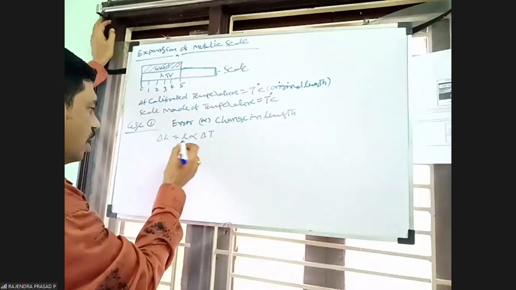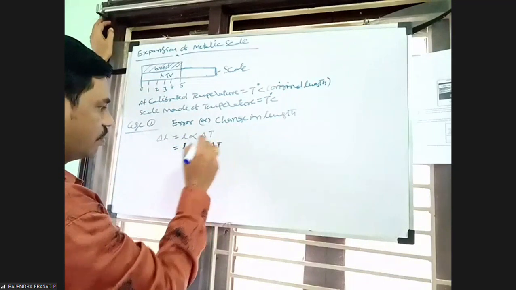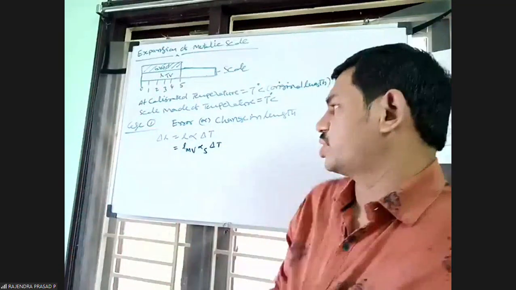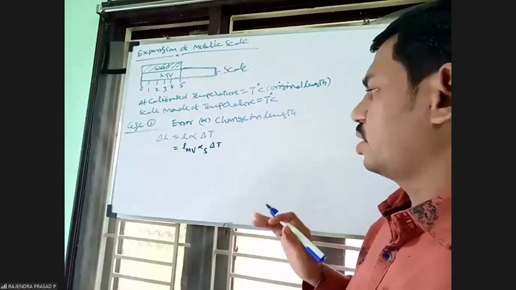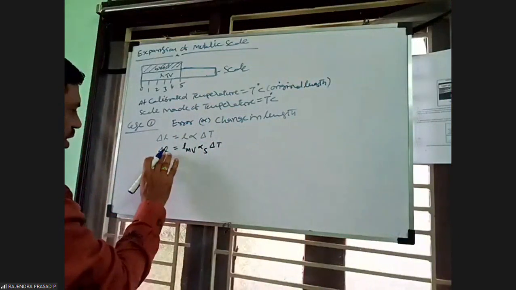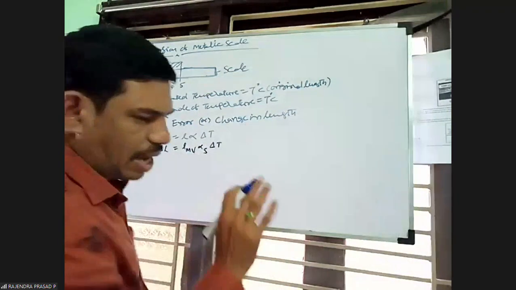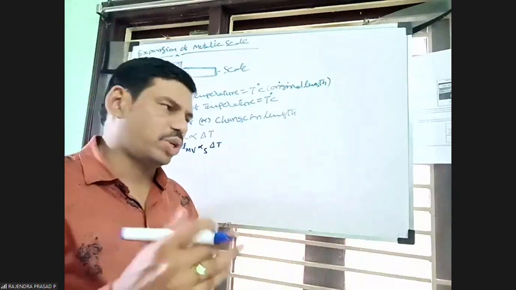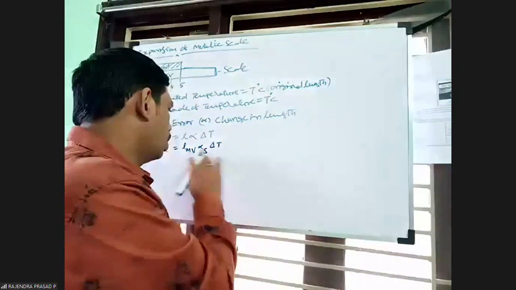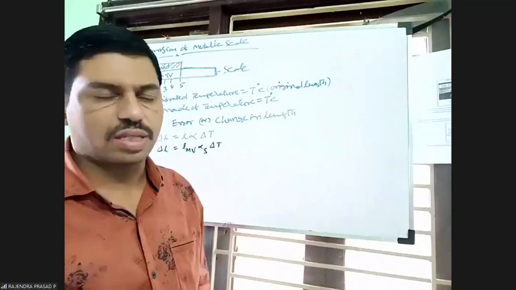Okay, L is the measured value, alpha is of the scale, and delta T. This is the first error, or change in length. So change in length is delta L equals L alpha delta T. This is the first case. L is given, alpha value is given, temperature difference from room temperature is given. So error is calculated by using L alpha delta T.